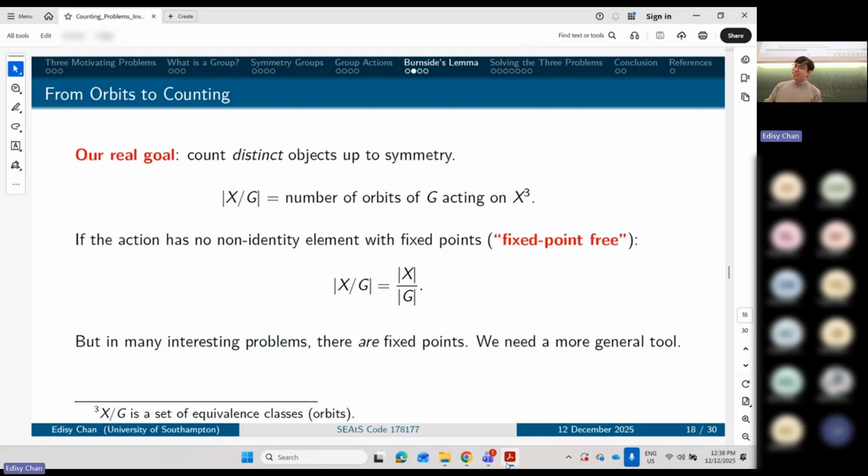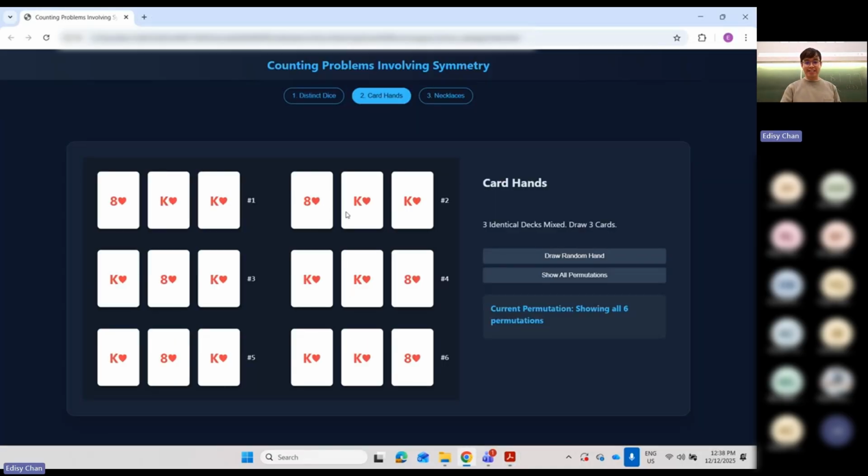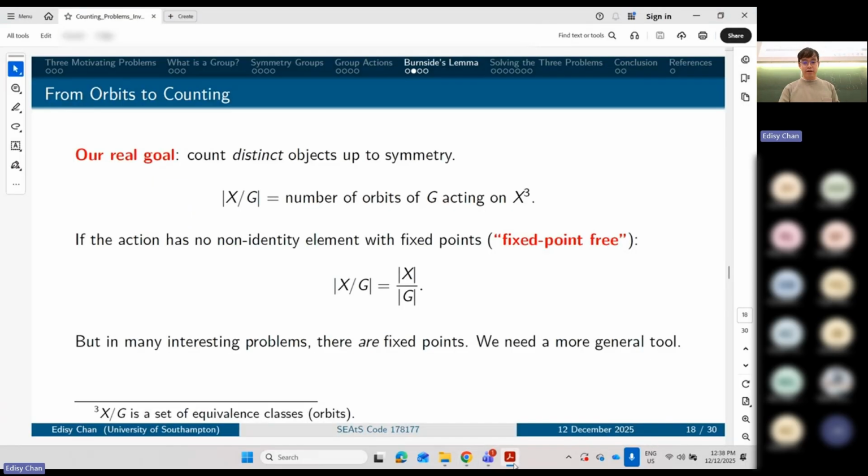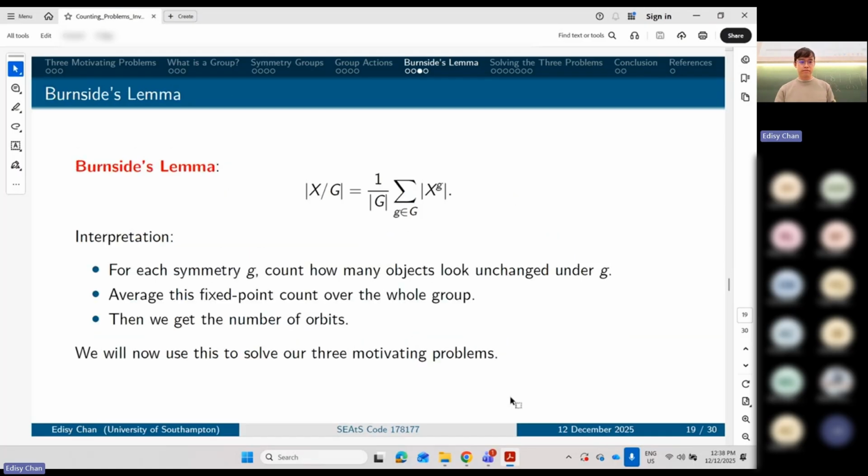But the thing is, we don't always get this, right? This is called the fixed point free case, but many group actions are not fixed point free, okay? Just like our second question is not fixed point free, obviously, because we have some non-identity element which gives us some fixed point, all right? So we need a more sophisticated formula to deal with this. Burnside's formula, okay? This is the more general one.